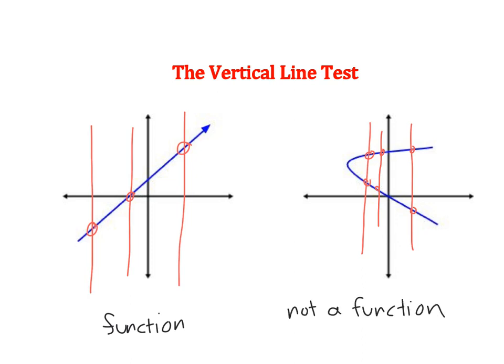So that's how you can test to see if something is a function graphically. You can sometimes do it by looking at a table of values, or you can use the vertical line test if you are given a graph. So remember, it can never cross your vertical line more than once.